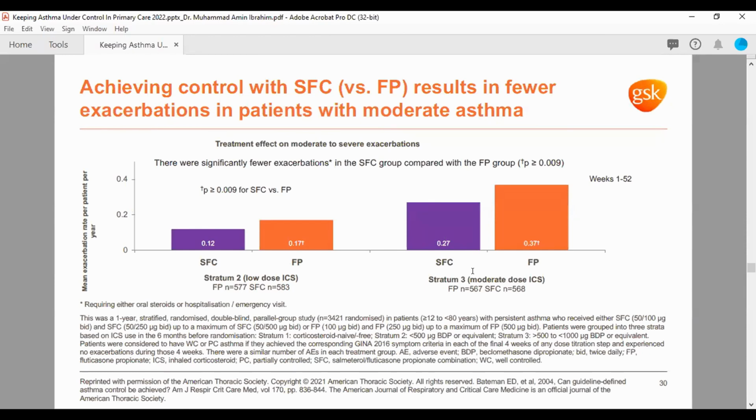So giving inhaled corticosteroid in combination with LABA inhaler is proven to reduce exacerbation far better compared to giving inhaled corticosteroid alone. Both are true in low dose or moderate dose of ICS. So in severe patient, we should consider to give long-acting beta agonist in combination with inhaled corticosteroid.